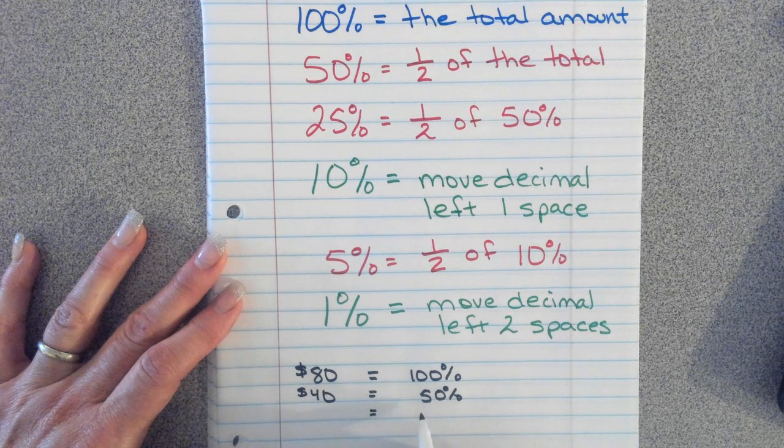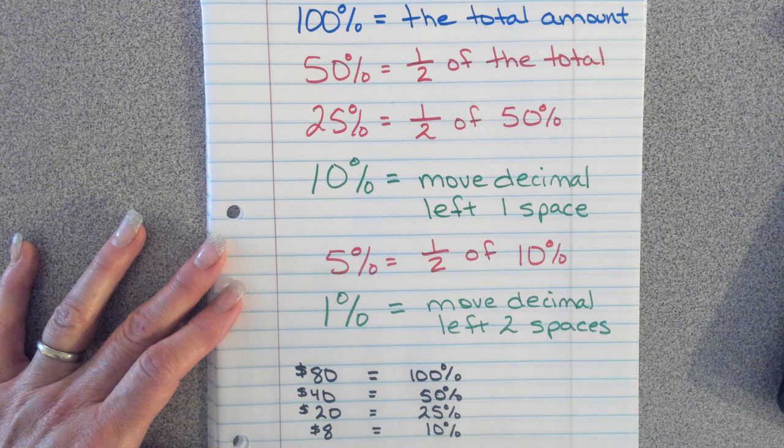Well, what if I want 25%? Well, I can do two things. I could take 80 divided by 4, or I could take half of the $40, because half of 50% is 25, so half of 40 is 20. All right, what about the 10%? Well, that was moving the decimal left one space, I get 10%. So move this decimal left one space, and I get $8.